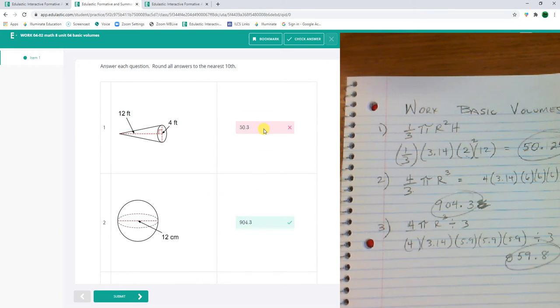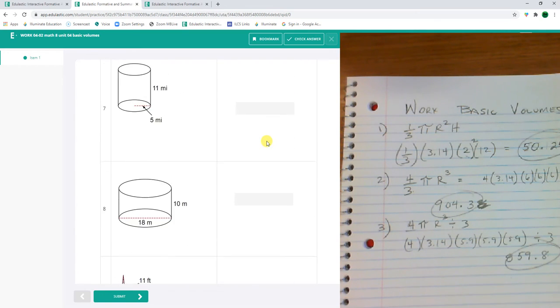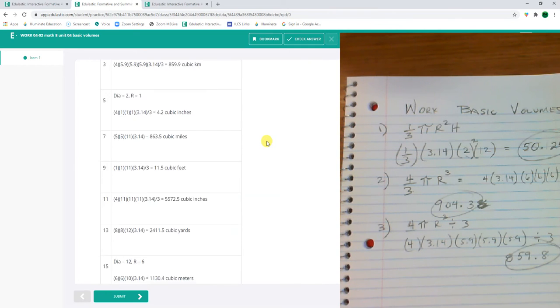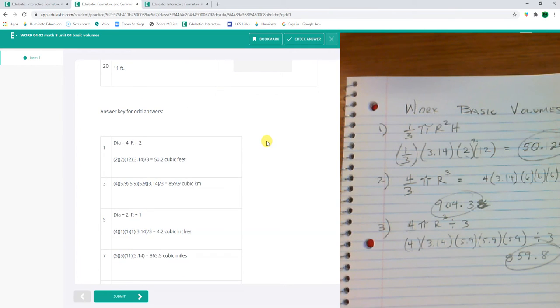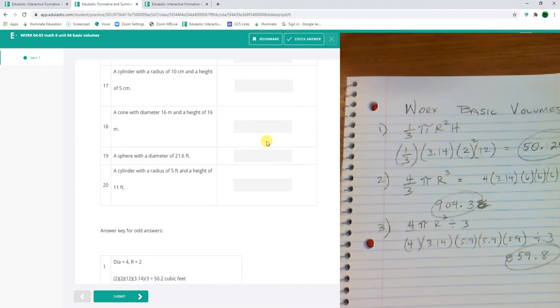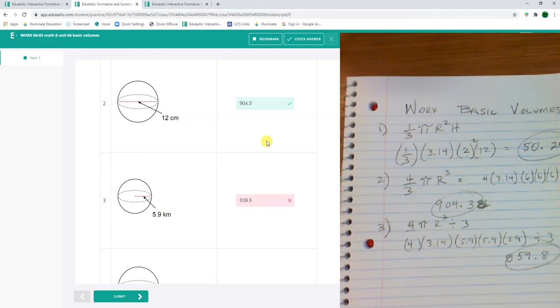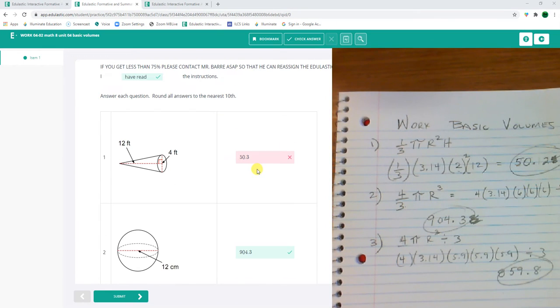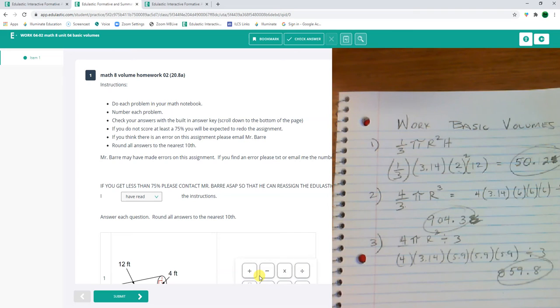4/3 pi r cubed. What did I do here? Let me check this. 3.14 times 2 times 2 times 12 divided by 3. 50.3. I like 50.3. What's my answer key say? Nah, it was a rounding error. Okay. I rounded incorrectly. 50.2. And what did I put here? Come on, man. Okay, 50.2.